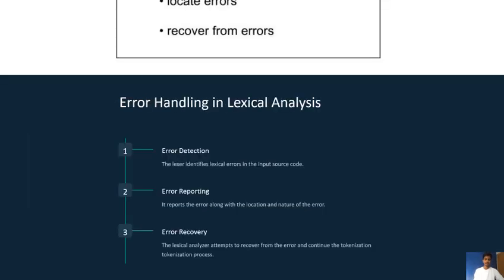Error handling in lexical analysis. In error handling in lexical analysis, there are three steps, that is error detection, error reporting, and the third one is error recovery. At first, in error detection, the lexer identifies the lexical errors in the input source code. At second, it is known as error reporting. It reports the error along with the location and nature of the error. And third, in error recovery, the lexical analyzer attempts to recover from the error and continue.